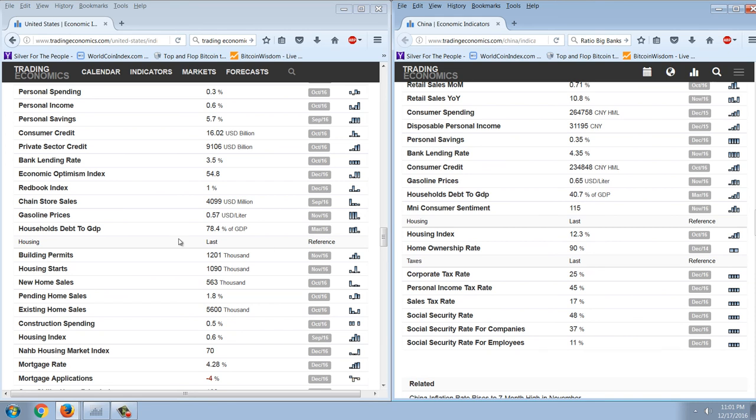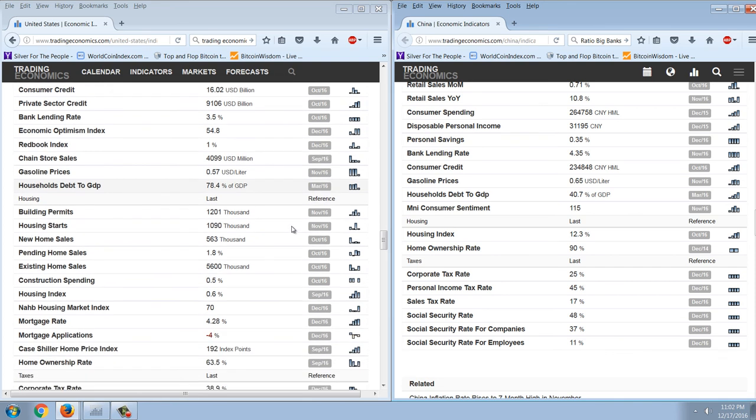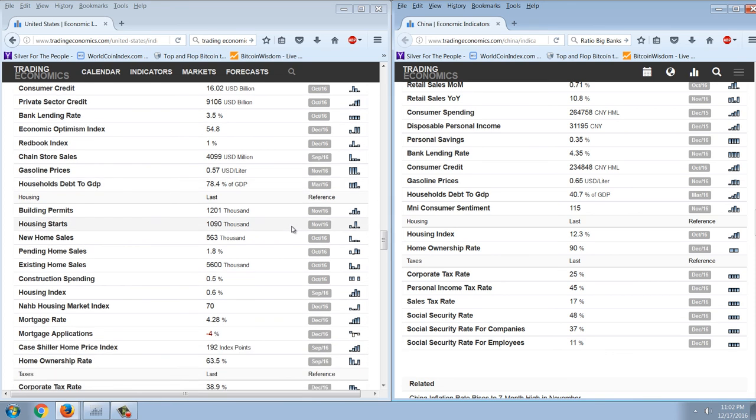Gasoline prices in the U.S. are actually, they're just a little bit lower. But China here is at 65 cents per liter. U.S. is at 57 cents per liter. So you can see that it's not that much more expensive in China to drive a car.